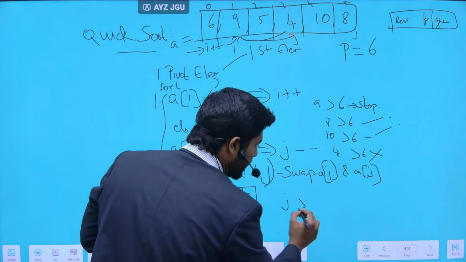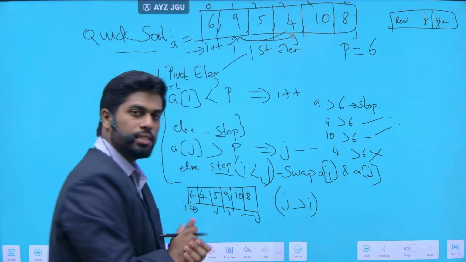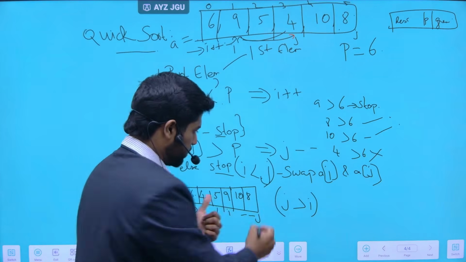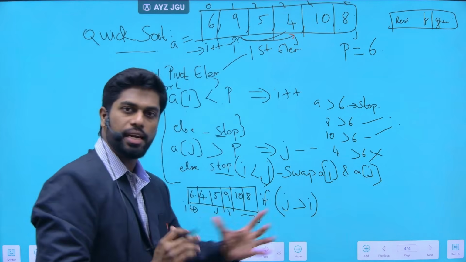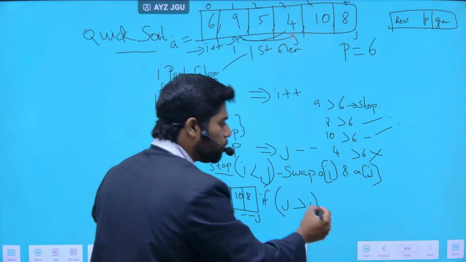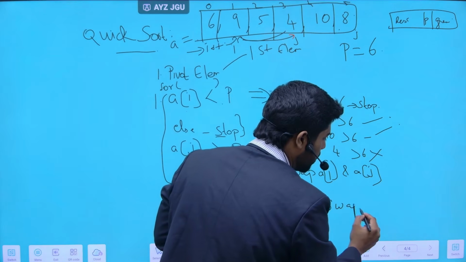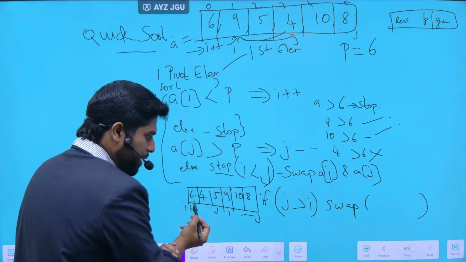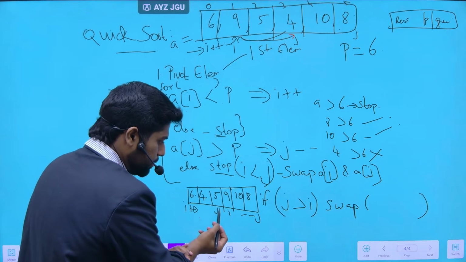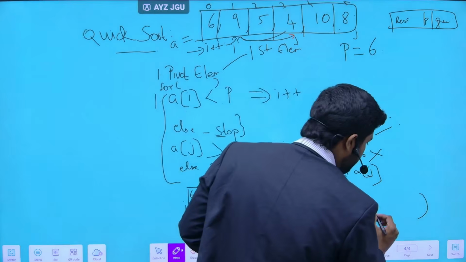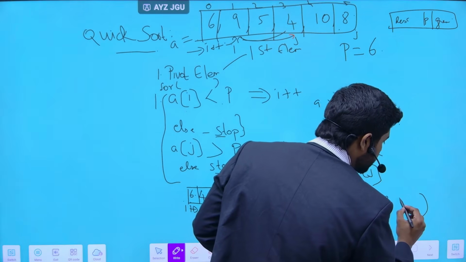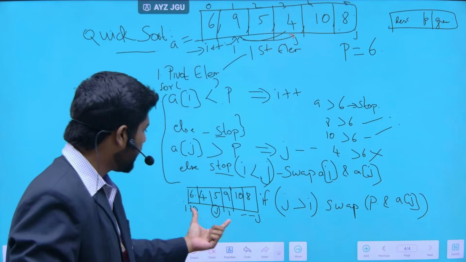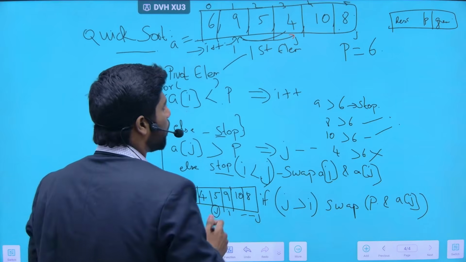Now J is greater than I. When this condition comes, if J is greater than I, again you are going to call the swap function. What are you going to swap? The pivot element and A of J. So swap the pivot element and A of J. Now what will be the output?